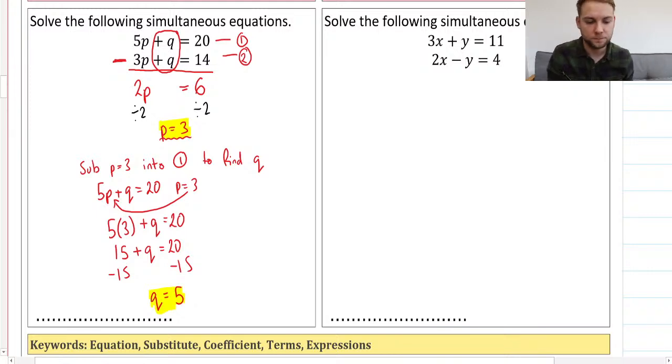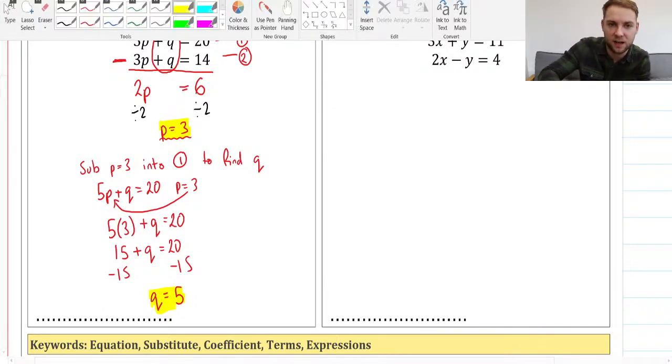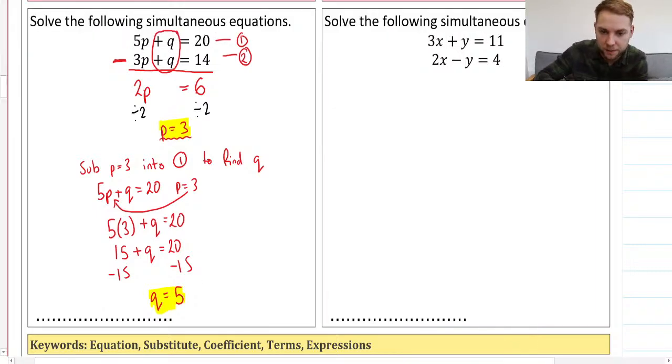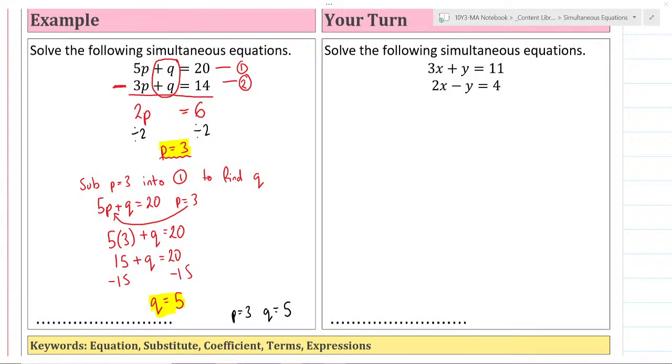There we go. So hopefully you got that right. In fact, I'll probably write that down on the side just so we know. So P equals 3 when Q is equal to 5. Brilliant. So have a little go at that one on the right hand side now. Have a little go at that one on the right.